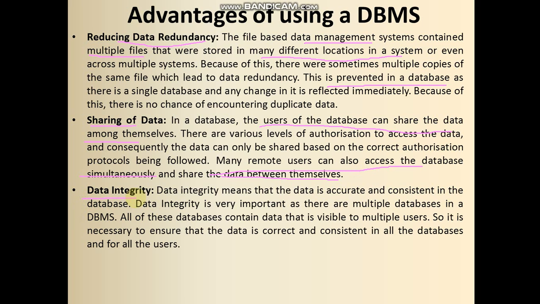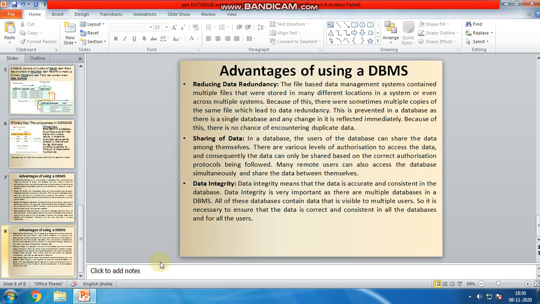Then comes data integrity. Email address should contain @ and .com. You cannot enter a number in a name column. All these rules and validations can be applied in database. It ensures data integrity. So data integrity means that data is accurate and consistent in database. These are the advantages of the database. This was a basic concept of database.